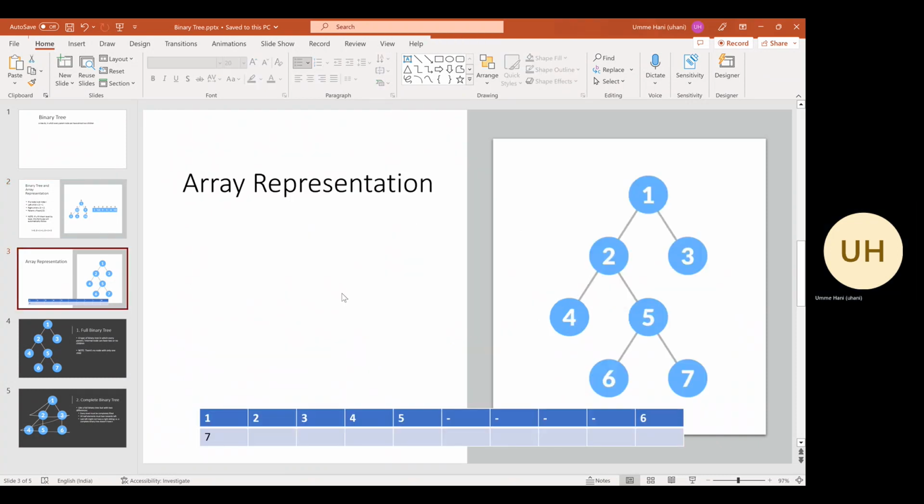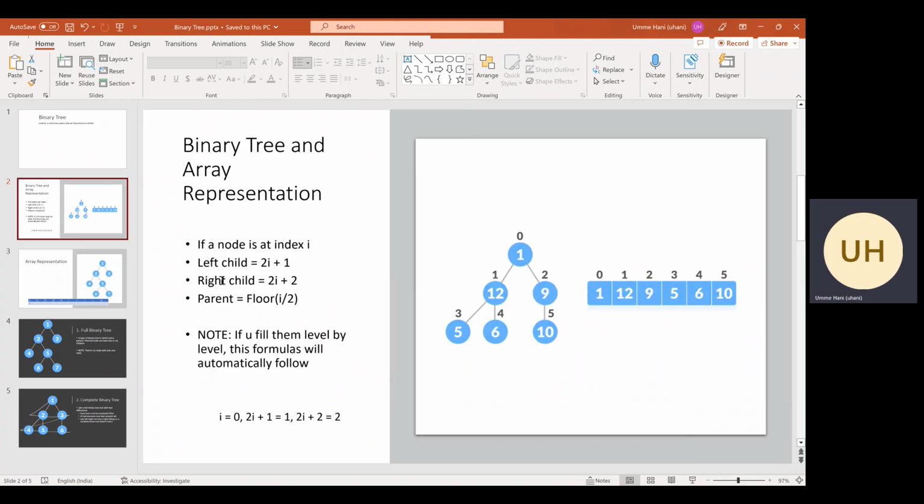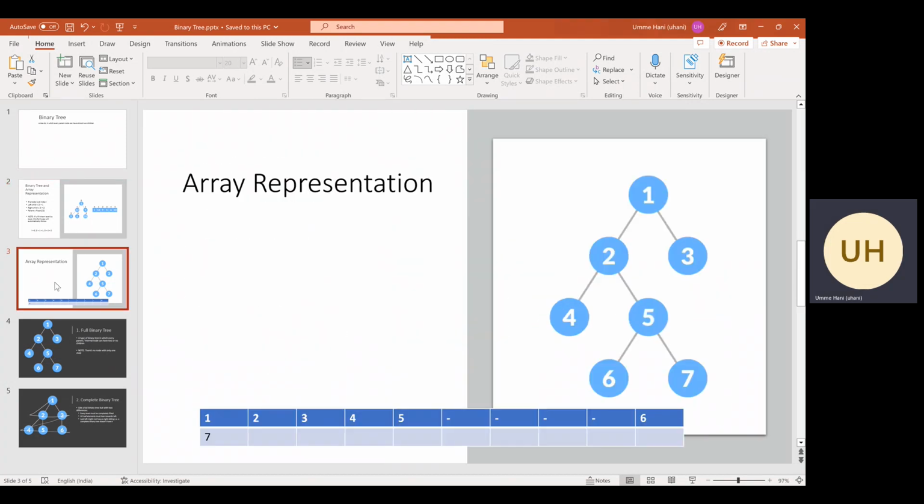Suppose we have a binary tree of this form. This tree does not have two children. So if you don't leave space for these children, then these formulas will not be followed. So to follow the formulas, fill the array level by level, like 1, 2, 3, then comes 4, 5, then this 3 does not have left and right child, so leave two blank spaces.